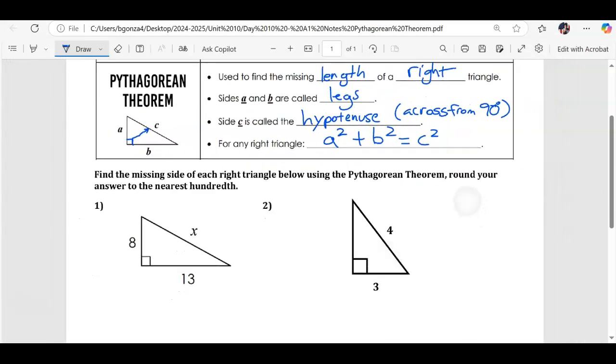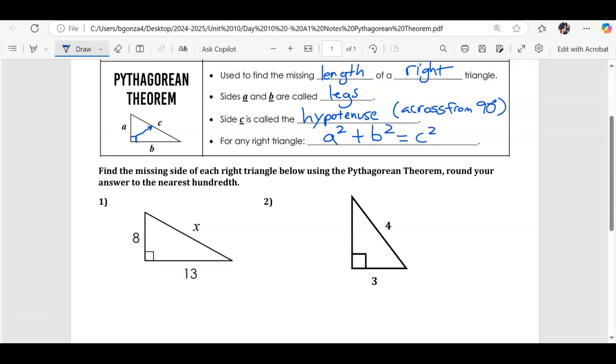Well, let's get to it. Number one, is it a right triangle? Yes, it is. I see a right angle, right? So this is what I'm going to do on these notes. I suggest you do it until you for sure know this stuff, okay? But you have to know which side is A, which side is B, and which side is C.